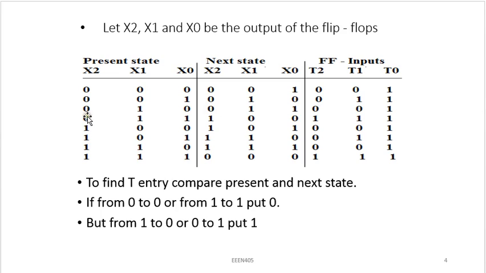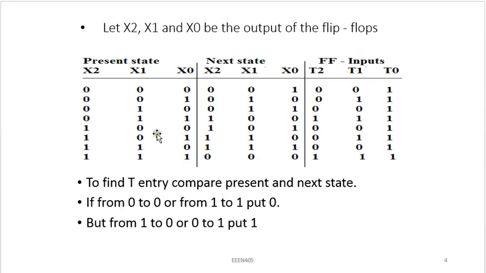But if you look at the fourth one, my x2 in the present state is 0, but it is equal to 1 in the next state. So for this, they are different, and we put 1 on that.